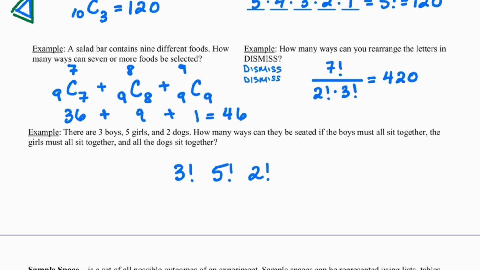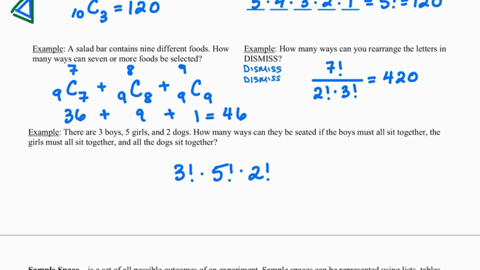So you have to ask yourself the question, is this one event or 3 different events? Well, let's just say if you're taking a photo with all of these people, you want them all in one picture. So this is going to be one event. So you're going to multiply them all.